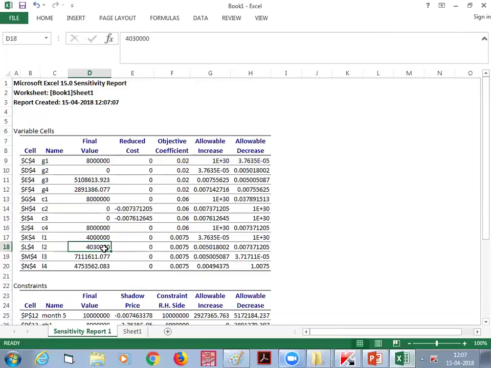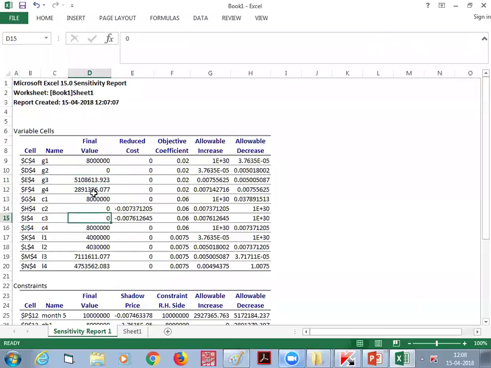4,030,000, right? Invest that straight in L2. Then in the third month, now we can invest in some government bonds. So 5 million something in government bonds, whatever the available amount is at that time. Okay, so 5 million in government bonds, and again nothing in construction loan.